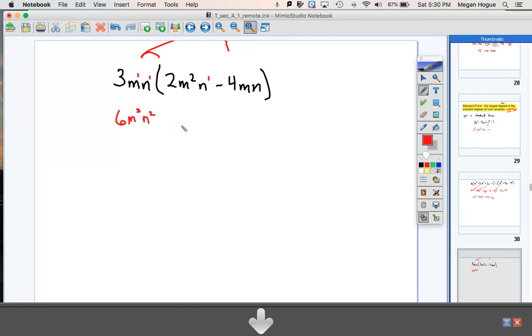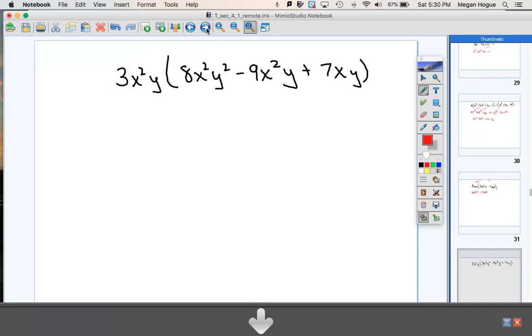I'm adding those n squared. This term, I multiply the coefficients, -12. These each have 1. When I add those, I'll get m squared and n squared. Again, if it's multiple variables, I don't really care about the order. This is considered standard form because the m, the first variable, goes from the biggest exponent to the smallest. A little more complicated here.